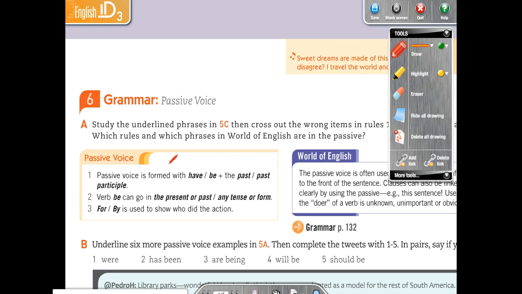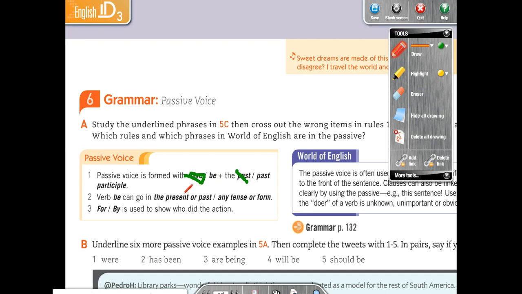I hope that you stopped the video and you wrote the correct answers in your notebooks. Remember, the incorrect one is have and the incorrect one is past. Okay, so passive voice is formed with be and the past participle. Verb be can go in the present or past or any tense or form. You are going to choose what is the correct answer. One more time, I beg you to press stop, or if you already wrote the answer or crossed out the answer, we'll continue.